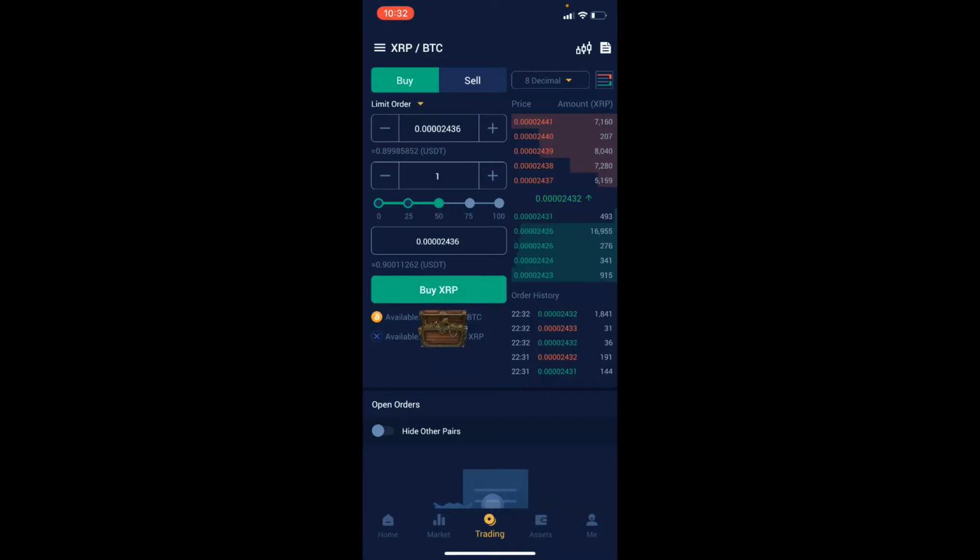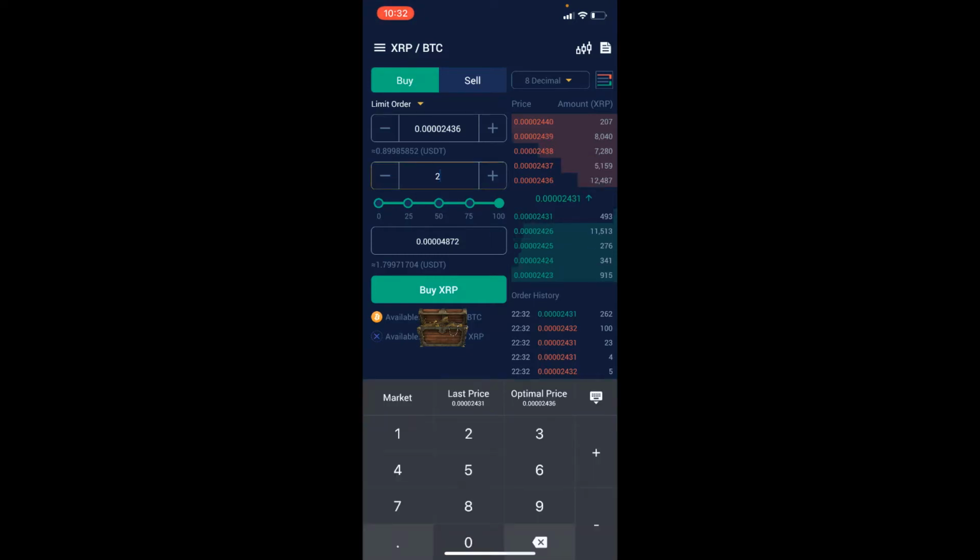Now, that being said, if you want to be even more specific, you can hit this plus sign, and you can make it go up even higher. Every time I hit that plus sign, it goes up by 1. And every time, of course, I hit the minus sign, it goes down by 1. So if you want to be even more specific than dragging the dial, you can. And you can also, check this out, tap that and then put in your own amount.